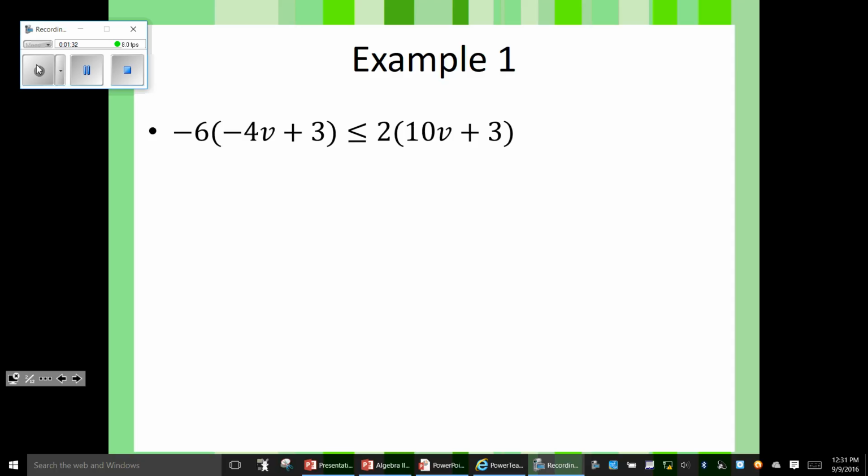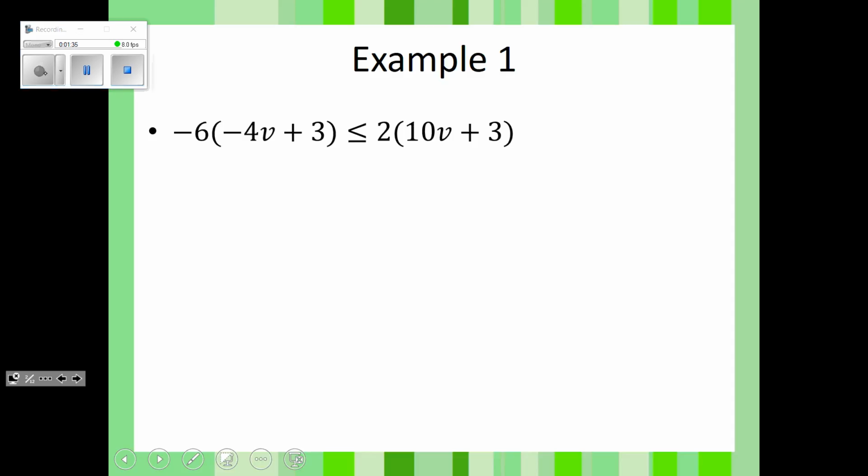There is one rule that you need to remember when solving. Does anybody remember that one rule? Something about you got to flip the sign. I agree. When you multiply or divide by a negative, you've got to flip the greater than or less than sign. Everybody remember that rule? Okay.